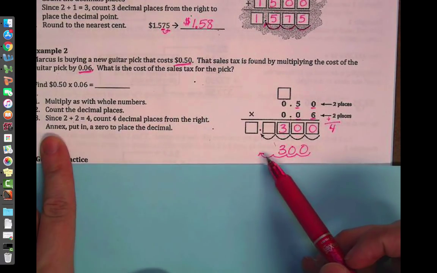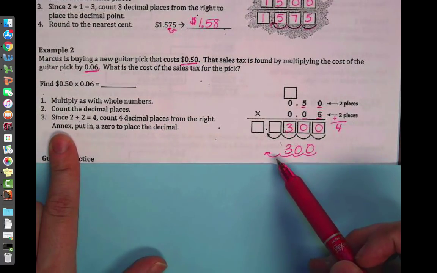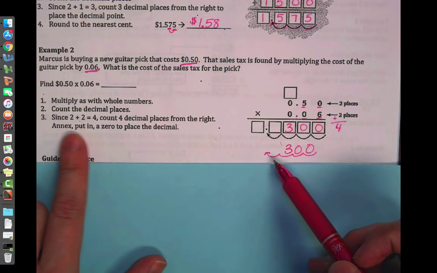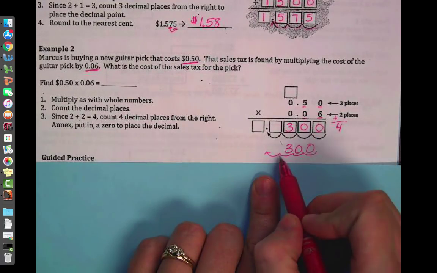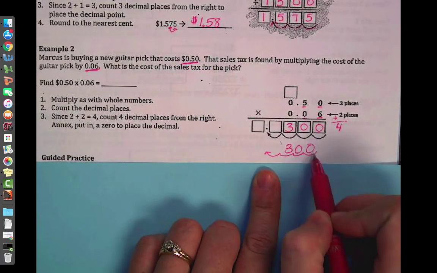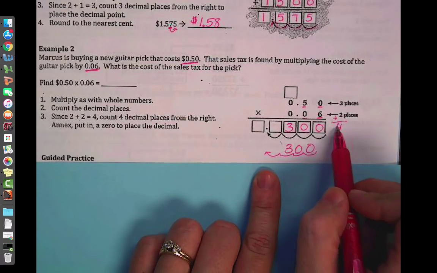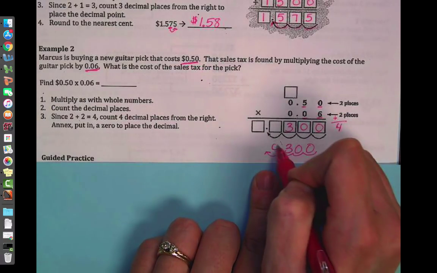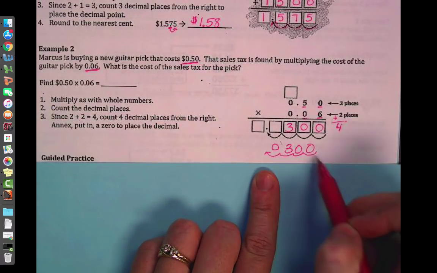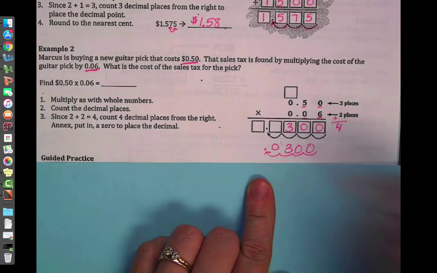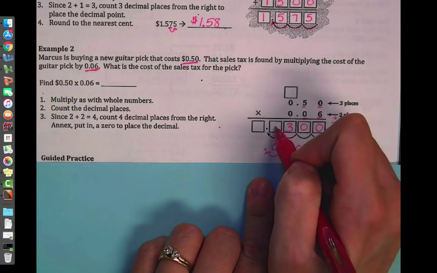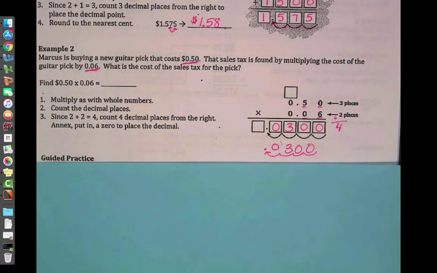This goes on to our step 3 here. It says annex or put in a 0 to place the decimal. If I put my decimal point here, I'm only moving it over 3 spots, but I need to go 4, so I have to add that 0 up there. So now I can go 1, 2, 3, 4 spots and place my decimal. So my answer for that ends up being 3/100.